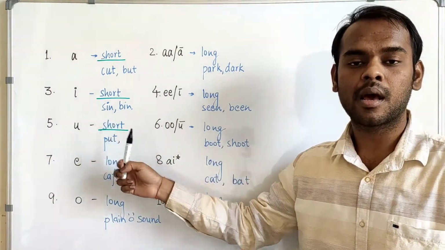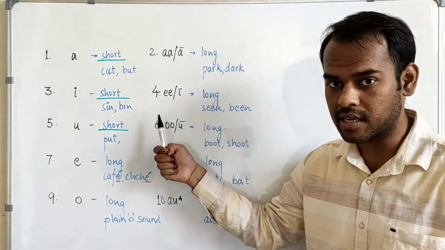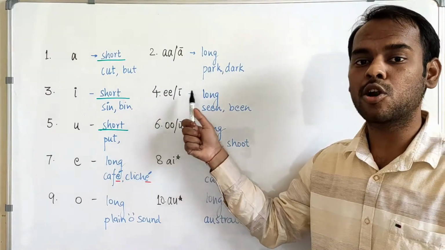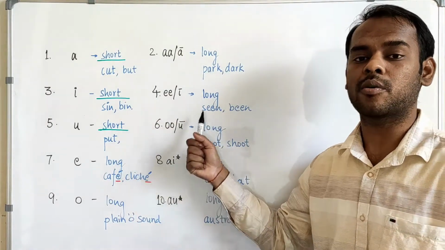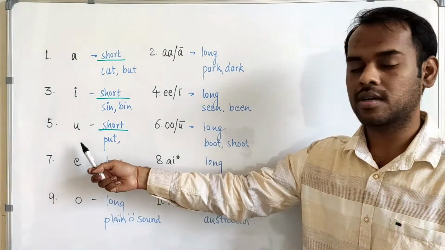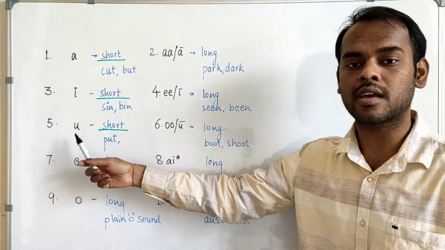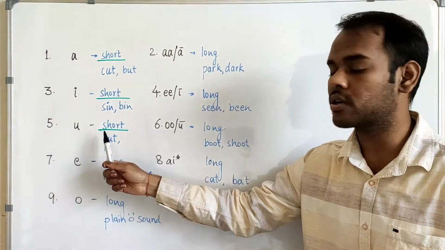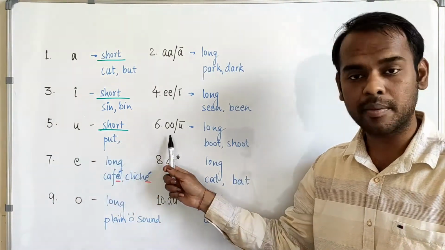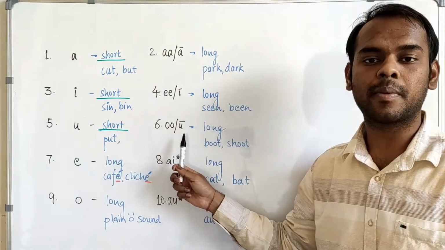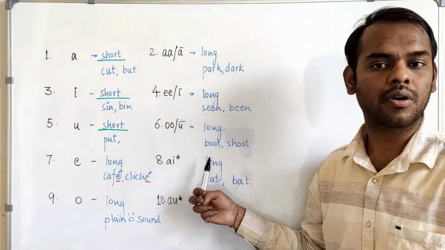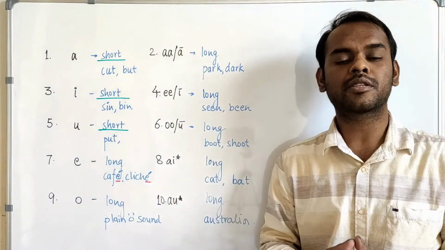Similarly, whenever I write a single I, it would mean a short I sound as in sin or bin. But if I write double I or an I with a bar above, it would mean a long sound as in seen or been. The same is the case with U. When I write a single U, it would mean a short U sound as in put. If I write a double O or a U with a bar above, it would mean a long sound as in boot or shoot.